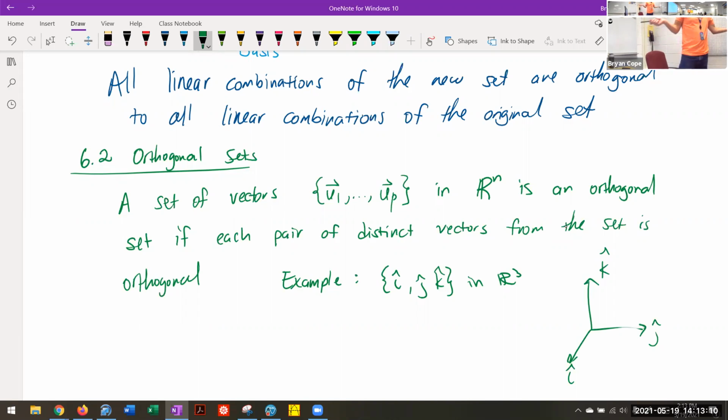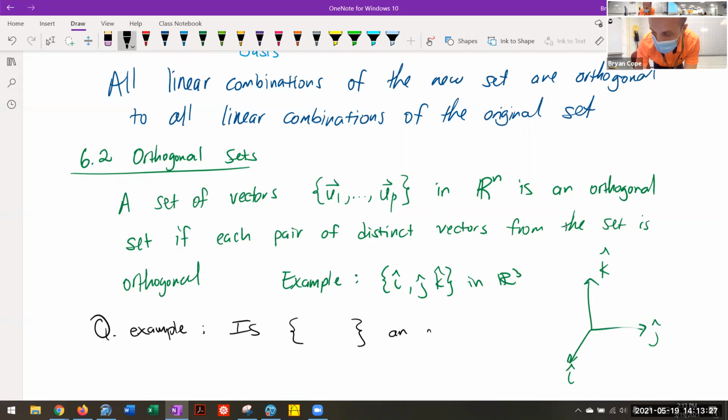Questions could be as simple as, is this set an orthogonal set? Okay, so that's one example. This could be a potential quiz question, a potential homework question. Just, is blah, blah, blah an orthogonal set? Okay, so how do we do that?